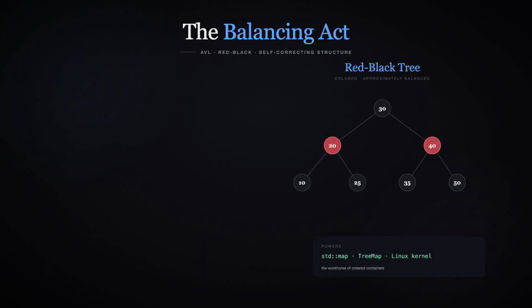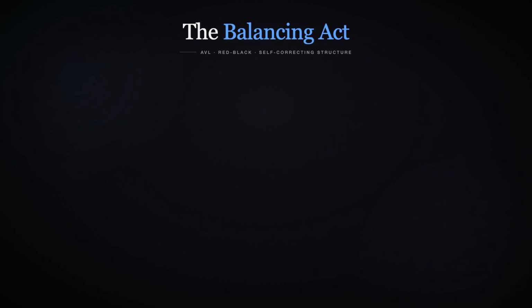The red-black tree colors its nodes red or black, enforcing rules that keep the tree approximately balanced. It's the engine behind most language standard libraries, including C++ maps and Java's tree map.